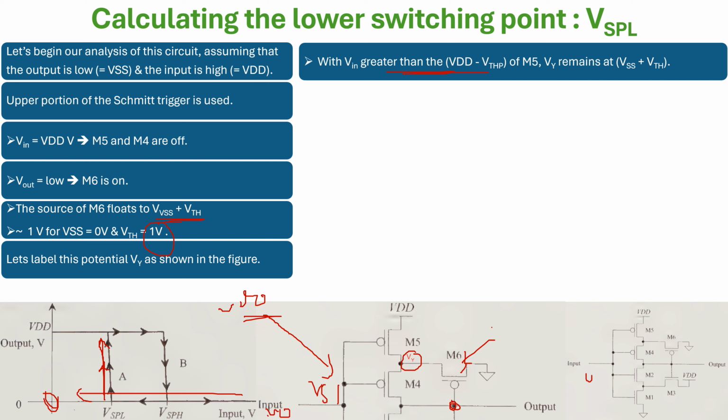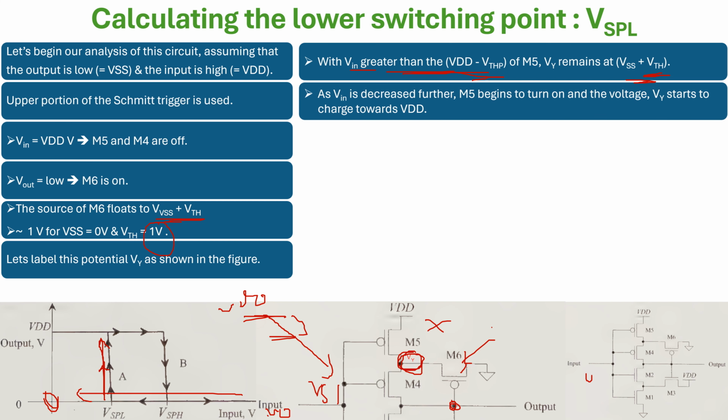So as long as Vin is greater than VDD minus VTH of this region, M5 is off, correct? Because neither a pull-up nor a pull-down path is available, this voltage floats at the VTH value. As Vin is further reduced, this VSG becomes greater than VTH, so M5 will turn on. Because it's turned on, M5 tries to pull this VY voltage up towards VDD.